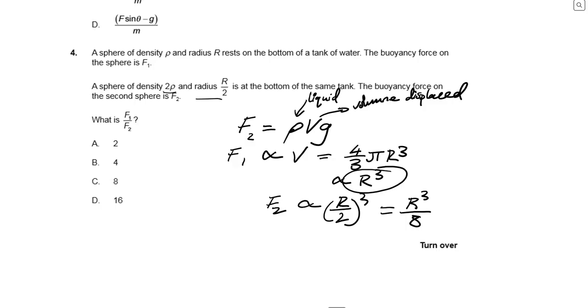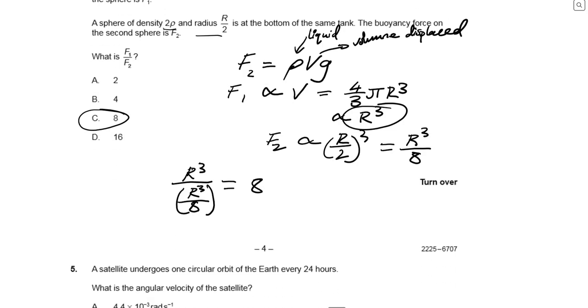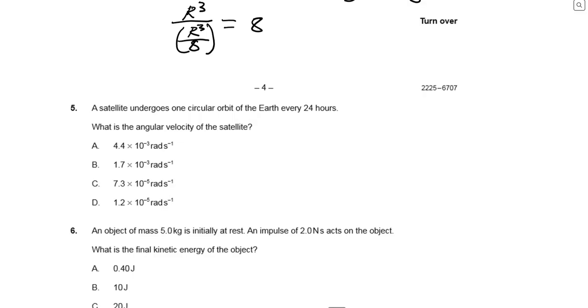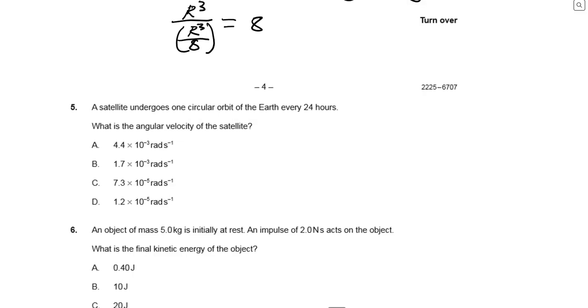So F1 over F2. So that would be, let's say, r cubed, let's just write that, divided by r cubed over 8. Right, and that is equal to 8, right? Hopefully you know that the 8 just comes up, right? We're dividing by a fraction. And C is our answer. We can check that later.